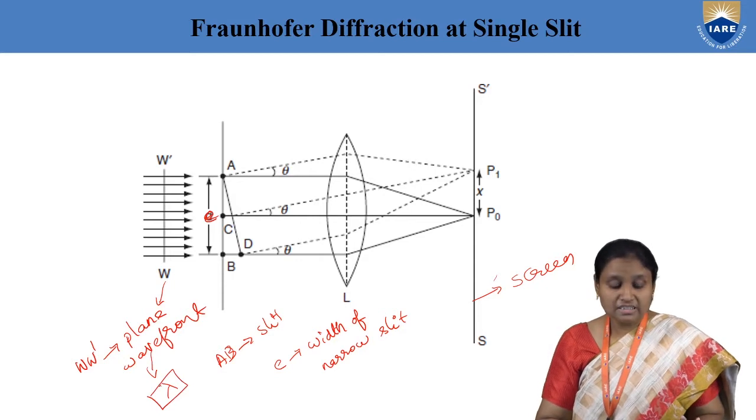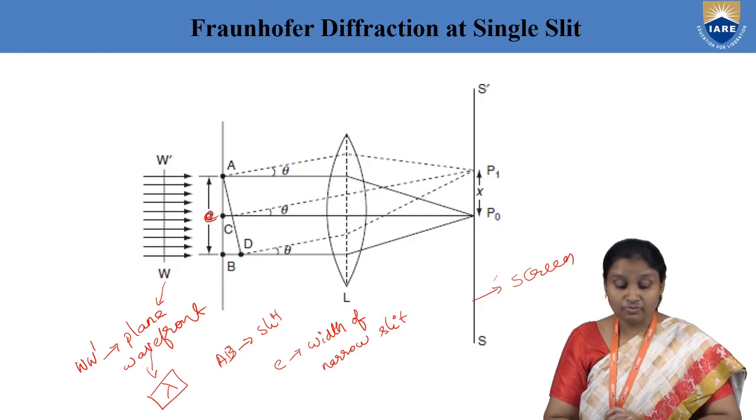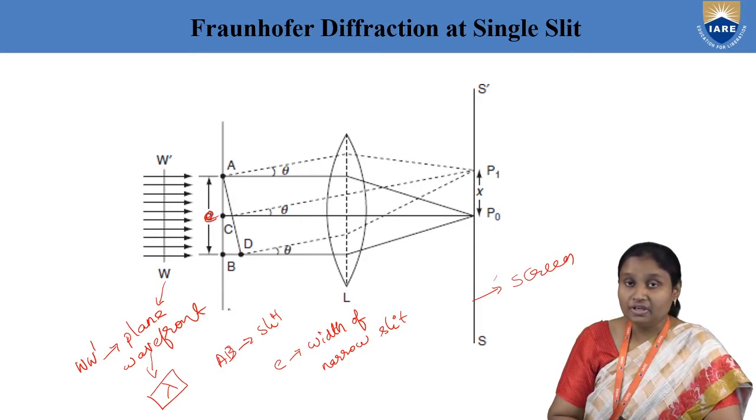So what happens when this plane wavefront falls on the slit AB? According to our Huygens-Fresnel wave theory of light, once this wavefront falls here, you will have secondary waves spreading in all possible directions.